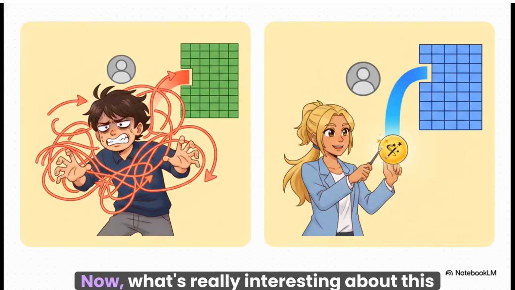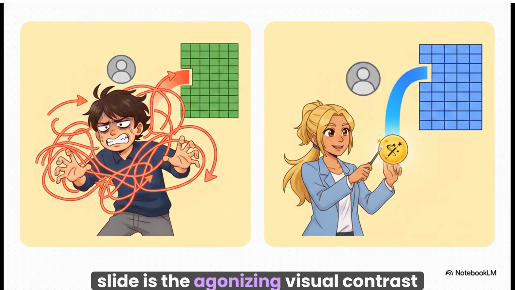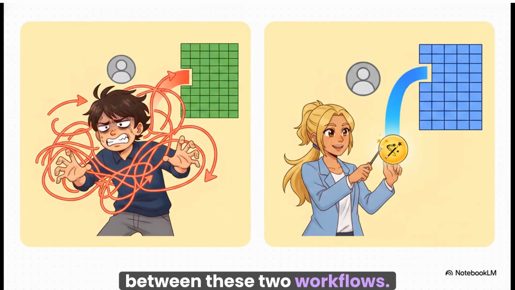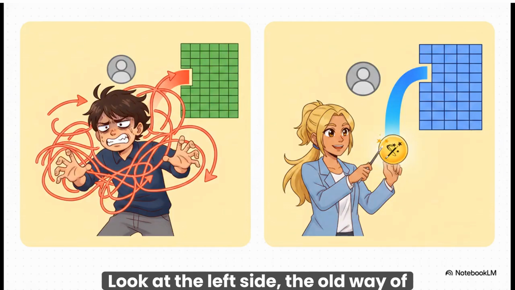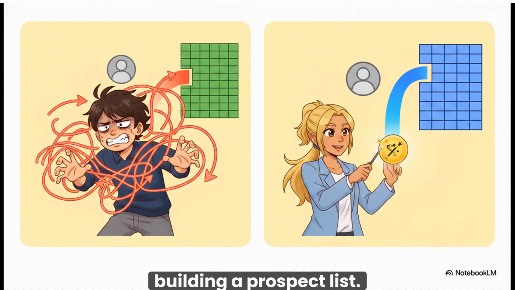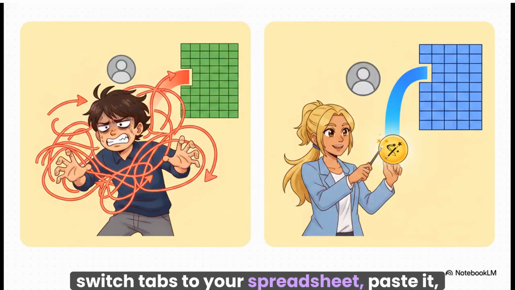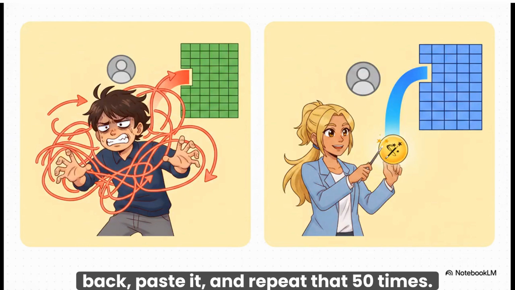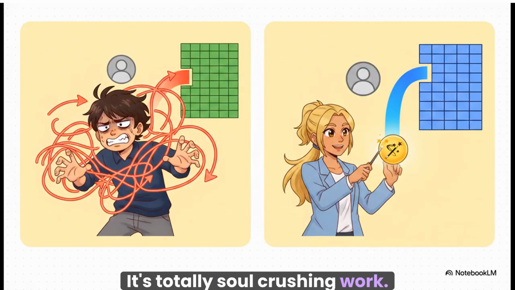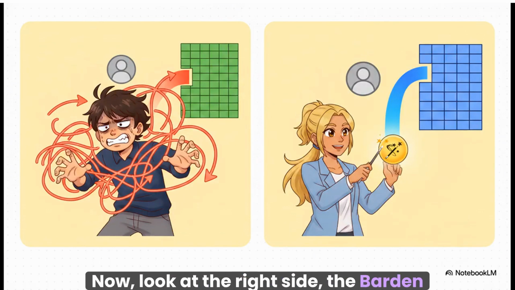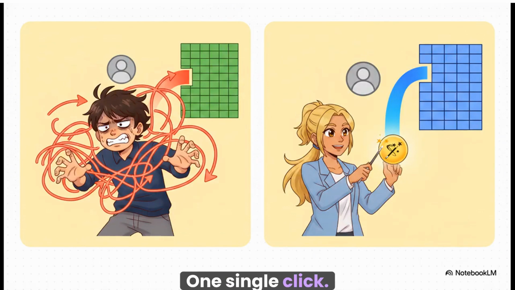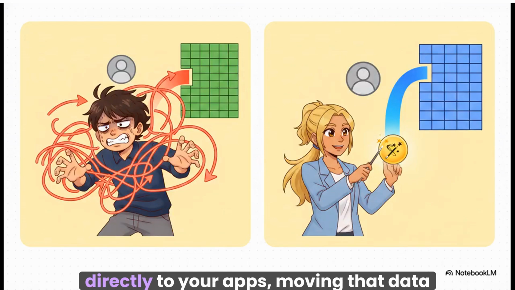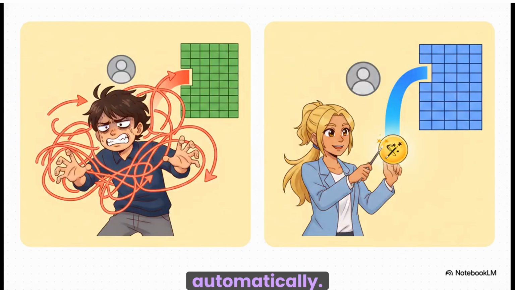Now, what's really interesting about this slide is the agonizing visual contrast between these two workflows. Look at the left side, the old way of building a prospect list. Open a LinkedIn profile, highlight the name, copy it, switch tabs to your spreadsheet, paste it, switch back, find the URL, copy it, switch back, paste it, and repeat that 50 times. It's totally soul-crushing work. Now look at the right side, the Bardeen way. One single click. Bardeen connects your web browser directly to your apps, moving that data automatically.